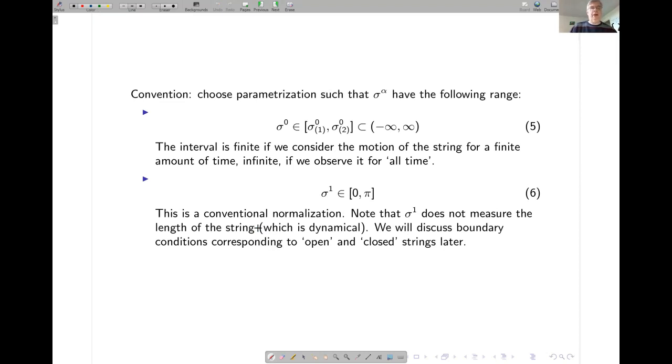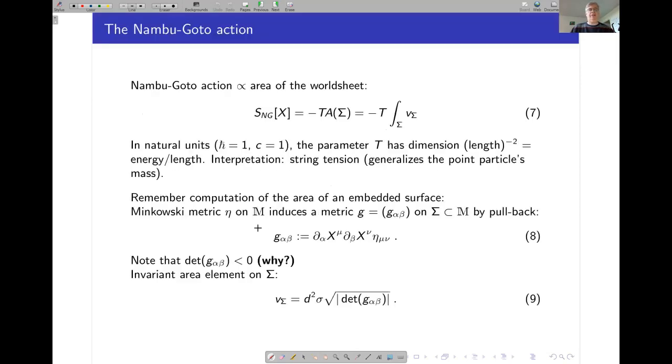There are some normalization conventions for the world sheet time. Sigma 0 can be any interval on the real line. But for sigma 1, which is a parameter along the string, if you like, we fix the parameter interval between 0 and pi. It's not necessary. Some books use other conventions where you keep this an arbitrary constant. But anyway, the coordinate sigma 1 does not directly measure the length of the string, which, as you will see, is dynamical. And I find this convention convenient. Good, so this has set up our conventions.